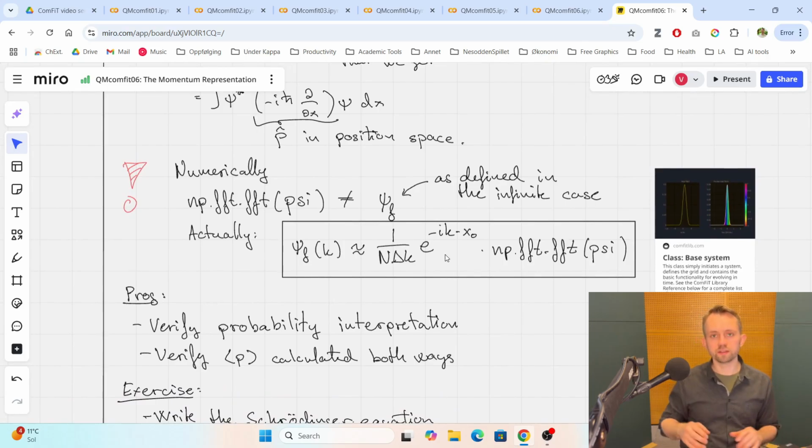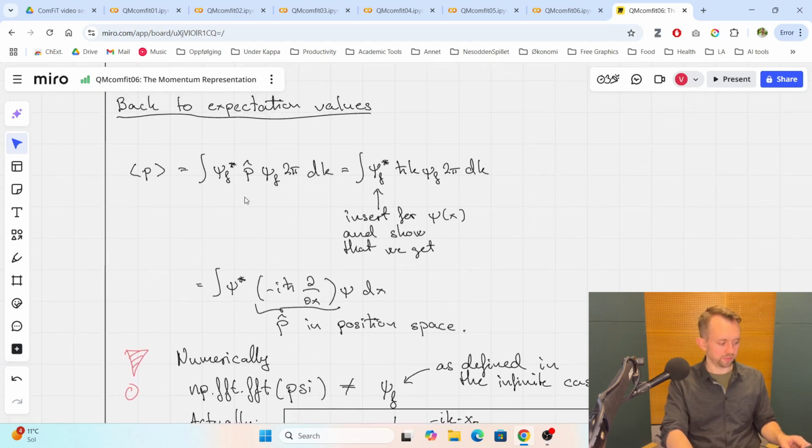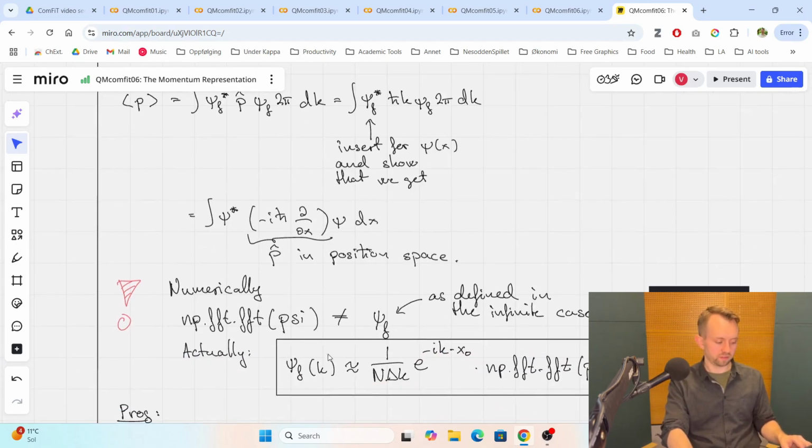Anyway, so essentially in the plotting functions, when I'm passing Fourier.true, I'm compensating for that in order to visualize the function as if it was the infinite version of it. So now you know where that comes from. Now let's go to the programming, and we are going to verify this probability interpretation of psi. And then we're going to verify that we can calculate the expectation value of the momentum, both in the momentum representation and also in the real space representation.